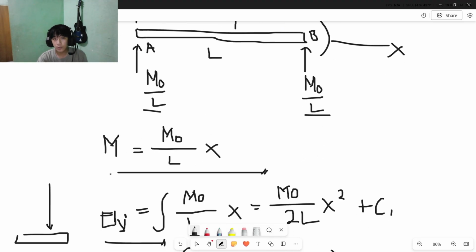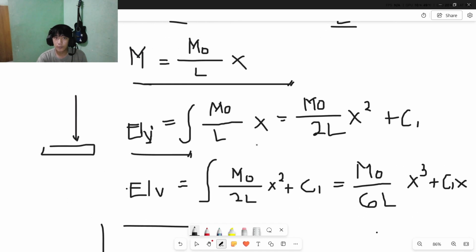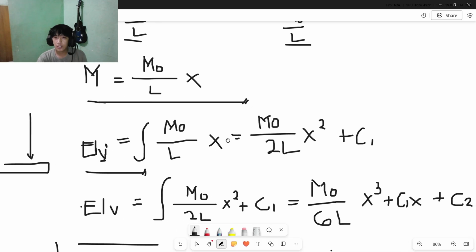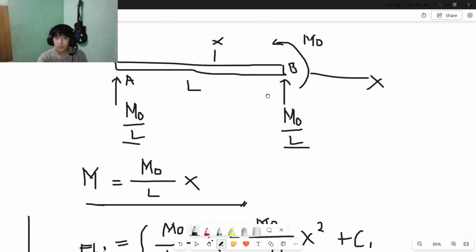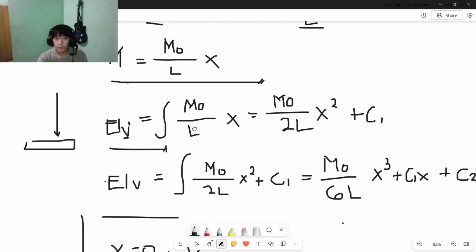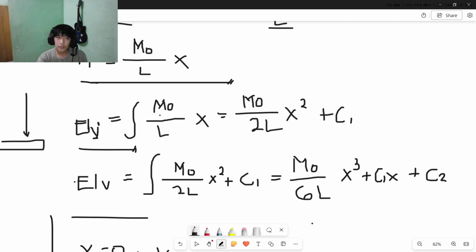So for our bending moment equation, we have our M is equal to M sub O over L times x. So here we need to find the integral of that. We need to integrate it to find first the tilt of our beam, and second, the shape of the deflection. So we have our flexural rigidity at the point of displacement denoted as v. As our first integration, we have M sub O over L times x. So that's going to be M sub O over 2L times x squared plus C1.